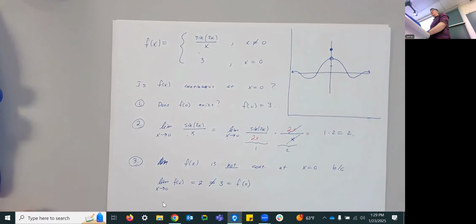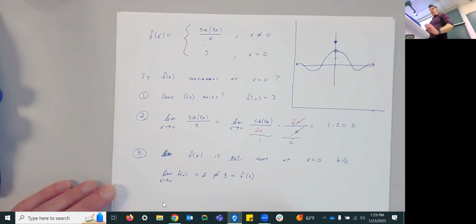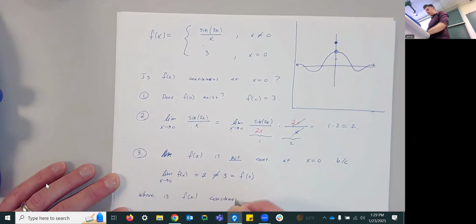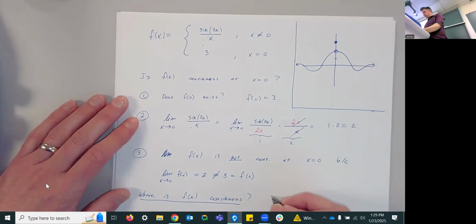So if someone asked this question, instead of asking it as is f of x continuous at x equal to 0, a more common way of asking a question like this is, where is f of x continuous? It's kind of like asking for the domain of a function, in that usually we find the answer not by finding all the places where it's continuous. We find the answer by finding all the places it isn't and then saying it's the rest. So here, this function is continuous everywhere except for x equal to 0. So we say it's continuous on the interval from negative infinity to 0, exclusive union 0 to infinity.